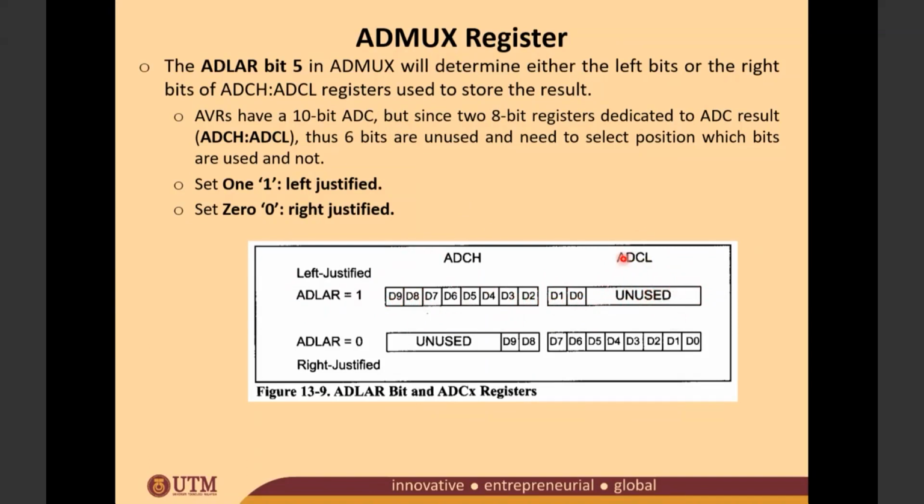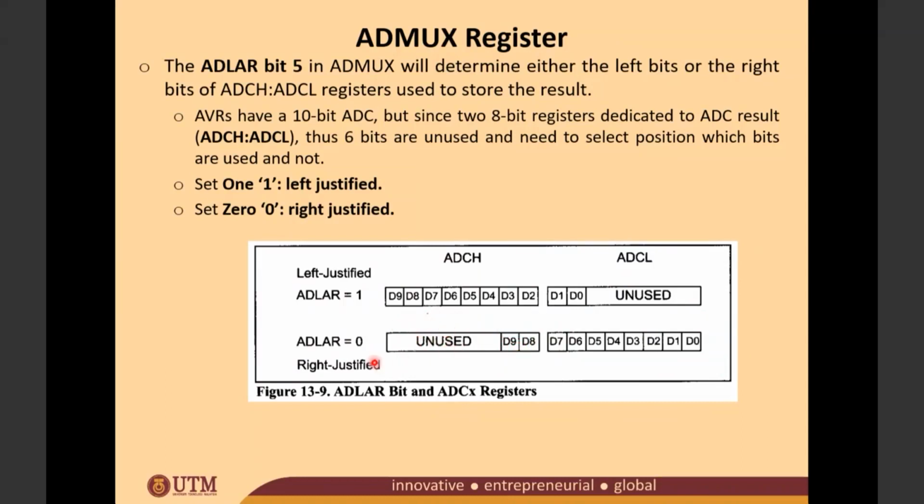Okay, so this is how the result of the digital output after the conversion is being stored. If you put your ADLAR equal to 1... if you put the ADLAR equal to 0, it means that you're going to store the result right justified. So all the result will be stored on your right hand side, while the unused bits are on the left hand side. So D0 until D7 will be stored inside the ADCL, and D8 and D9 inside the ADCH, while the remaining bits from bit 10 to 15 are unused.